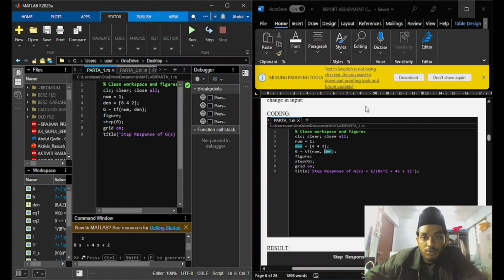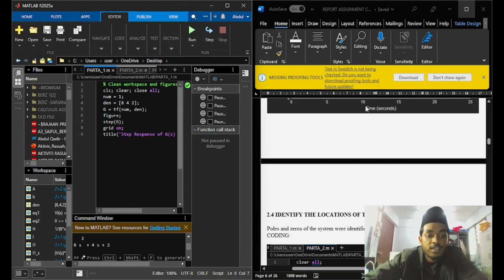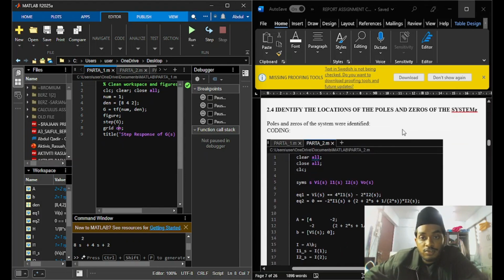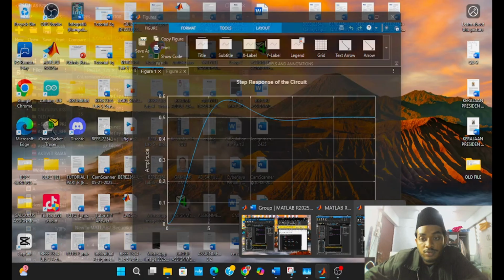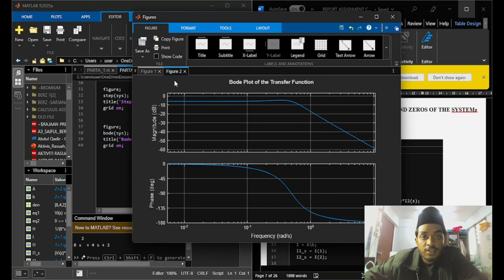Then we go to the next one, which is poles and zeros. This means analyzing the poles and zeros of the system using MATLAB. Poles are located at values that make the denominator zero, and zeros are found by solving the numerator. We use this coding, and then we go to the figures. This is our result. The poles were located at values where the denominator is zero, and the zeros were found by solving the numerator. You can see how the graph goes.